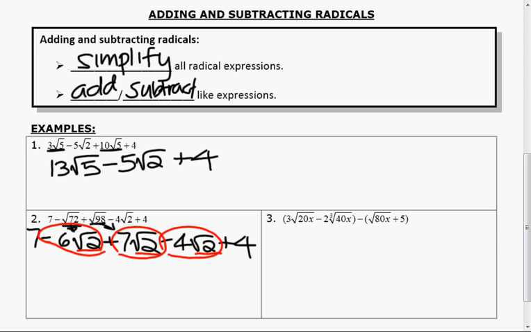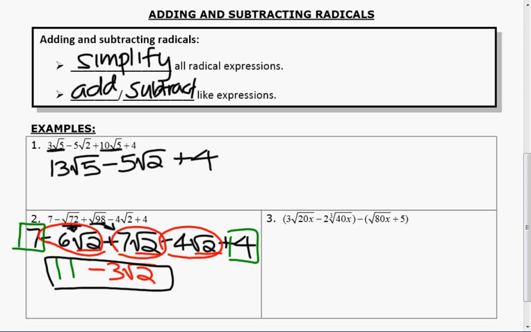So we have a negative 6 square root of 2 plus a 7 square root of 2, and then a minus 4 square root of 2. So we end up with negative 3 square root of 2. And then we have this 7. That's just a number with no radical. And then we also have this 4. That's just a number without a radical. So we can combine those. 7 plus 4 gives us 11. So our final answer is 11 square root of, nope, just kidding, 11 minus 3 square root of 2.